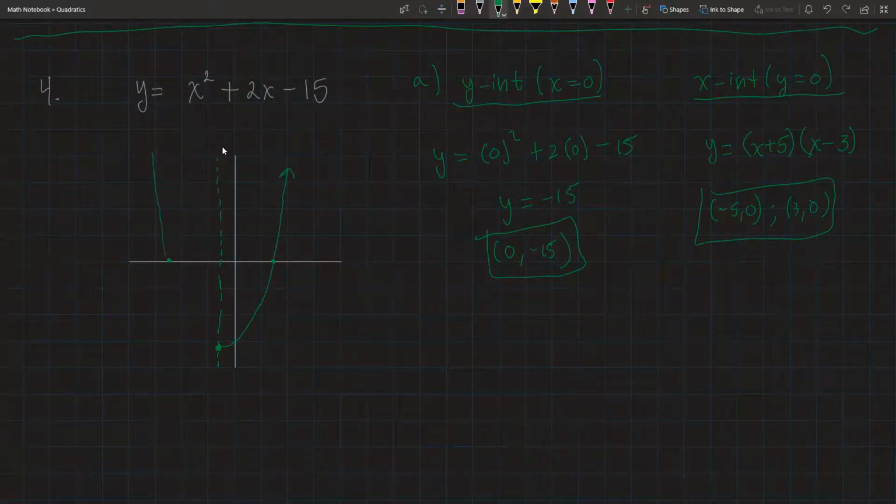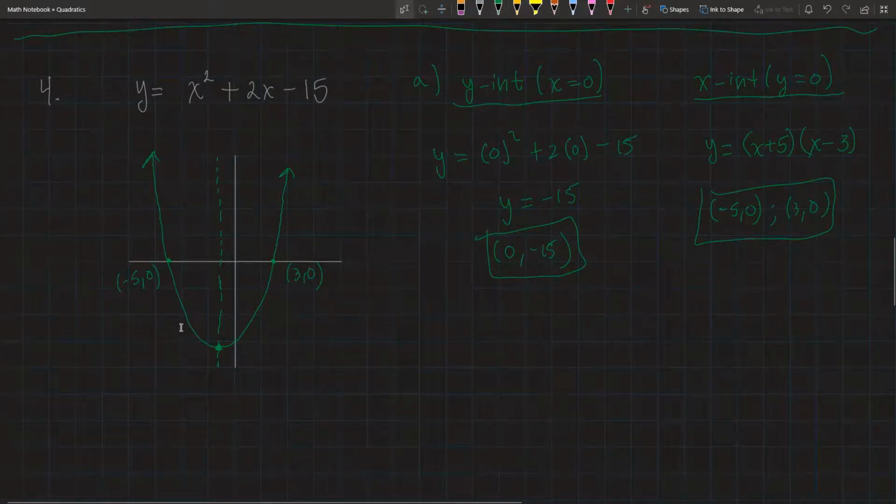You take this time to see if you can sketch these faster than I can and label all those points that we're comfortable doing. This one's got to be the (3, 0). This has got to be the (-5, 0). We know that the line of symmetry happens when we find the midpoint of these two x-intercepts. That would be -5 plus 3 is -2, divided by 2 is x equals -1. Check your work there.